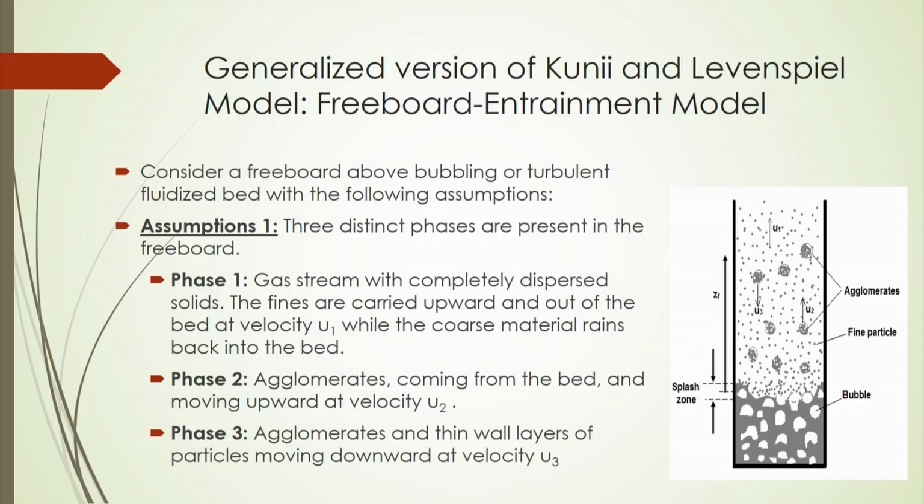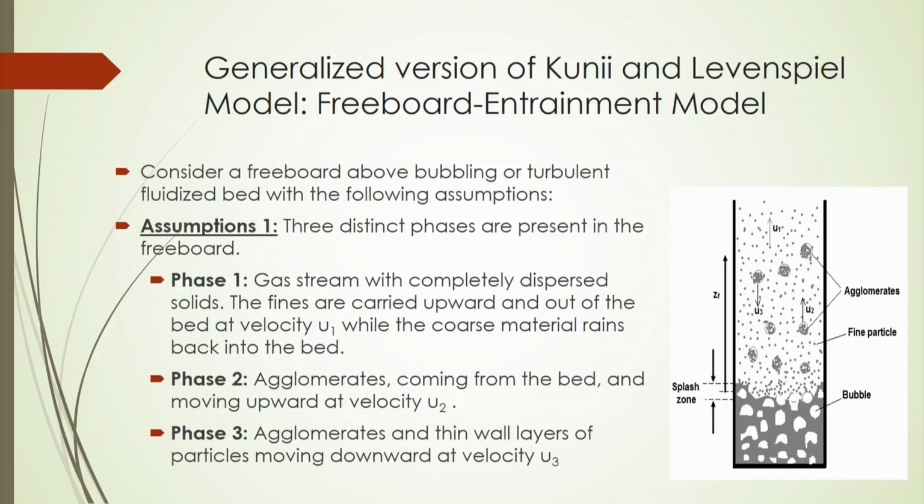What are those assumptions? Assumption 1: they assume that 3 distinct phases are present in the freeboard, phase 1, phase 2 and phase 3. Phase 1 is a gas stream with completely dispersed solids, and the fines are carried upward and out of the bed at velocity u1, while the coarse materials range back into the bed. Very interesting, some fines go upward at a certain velocity u1. It is shown in the figure also.